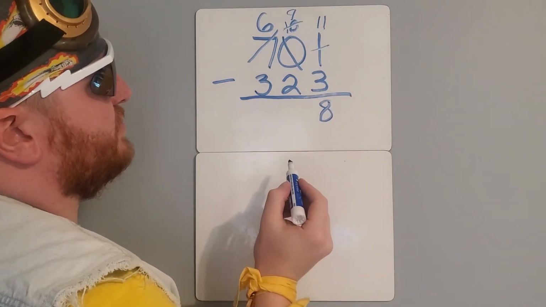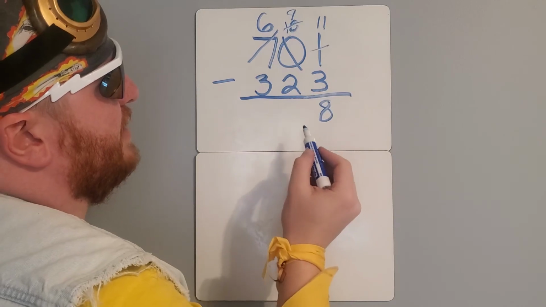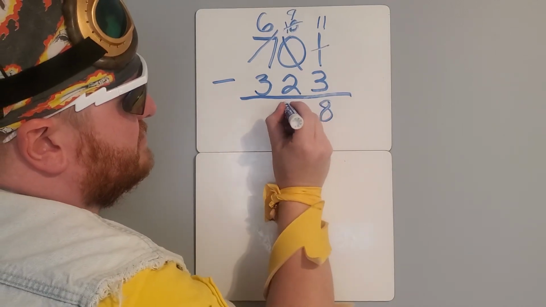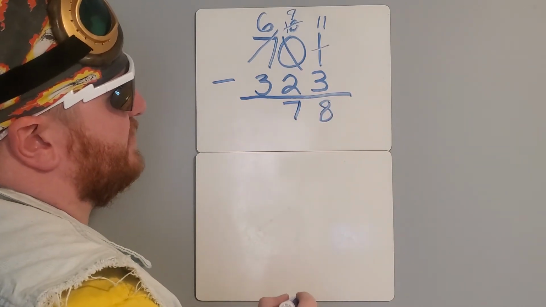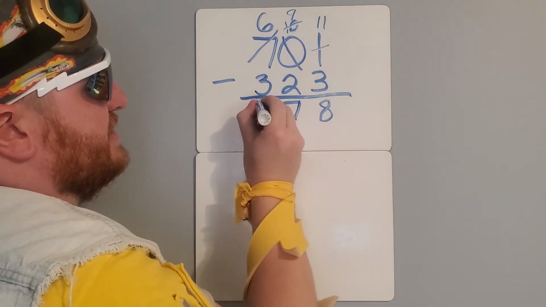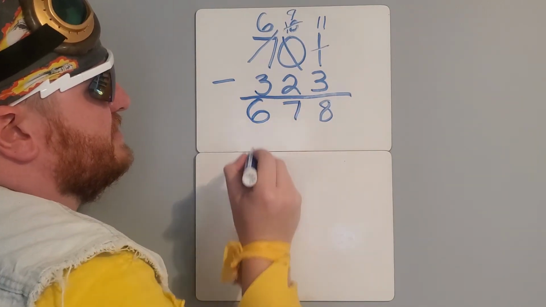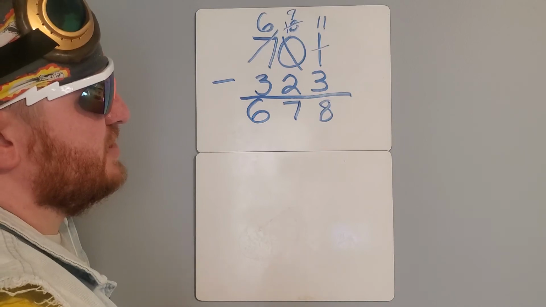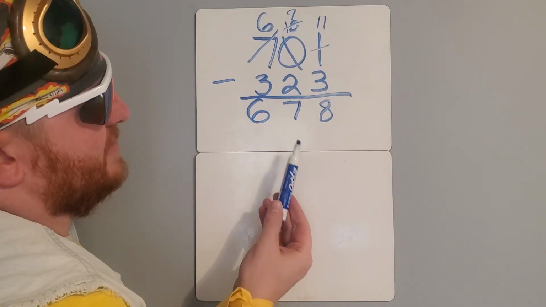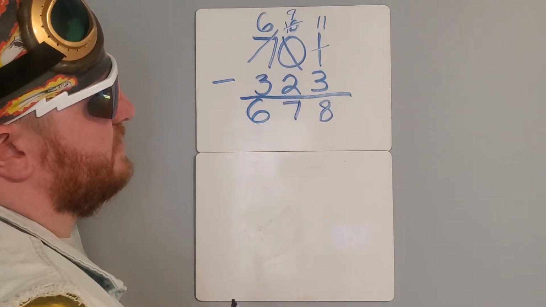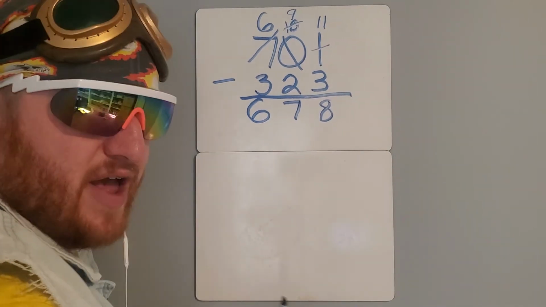9 minus 2. 9 going back 2. 8, 7. 6 minus 3 is 3. So I end up with 678, and this is an example of subtracting across a 0. Hope that helps, and I hope you're having a wonderful day.